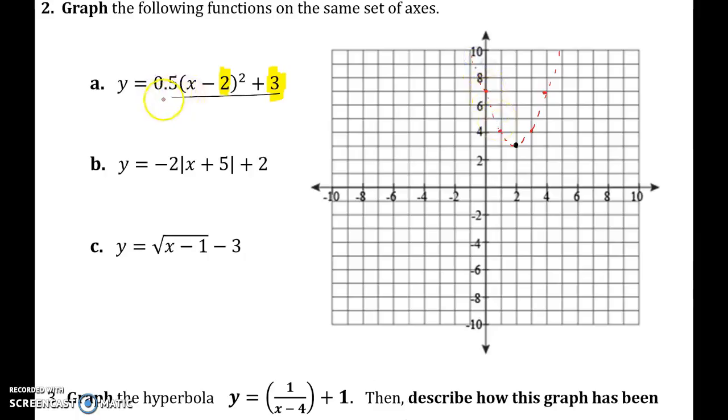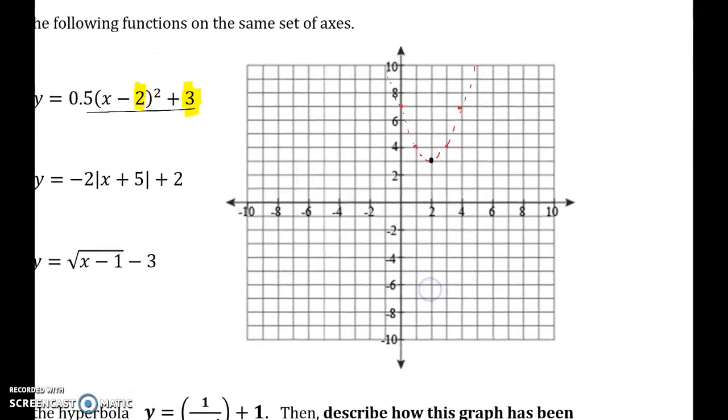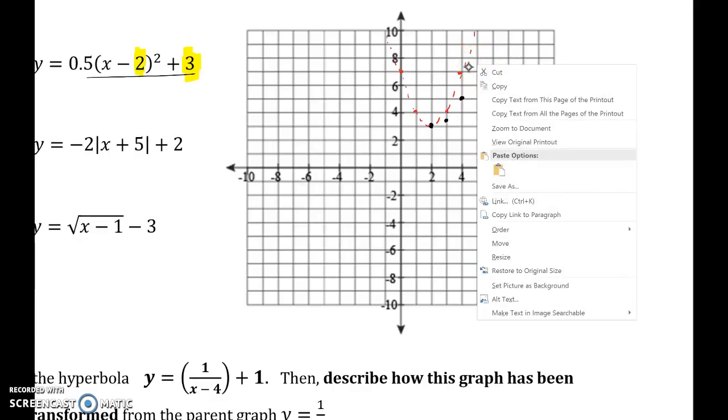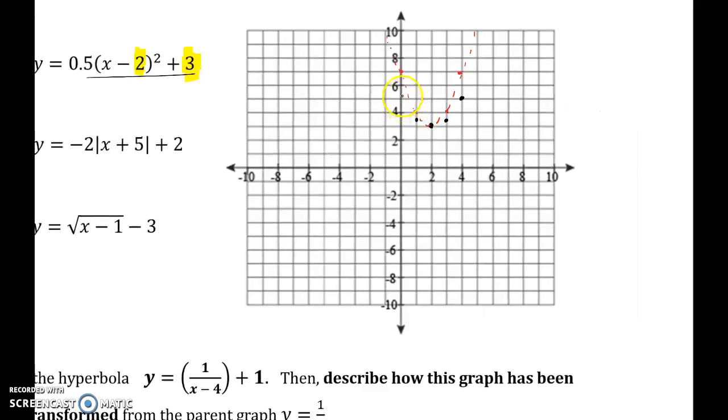But notice we do have a vertical stretch, or more compression, which is 0.5. So my actual graph would be over 1, up 1/2. Over 2, up 2. Over 3, up 4.5. And I would do that in the other direction as well. And get a flatter graph.